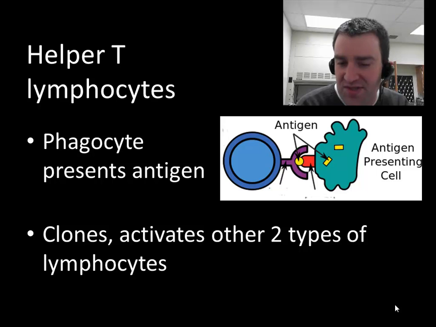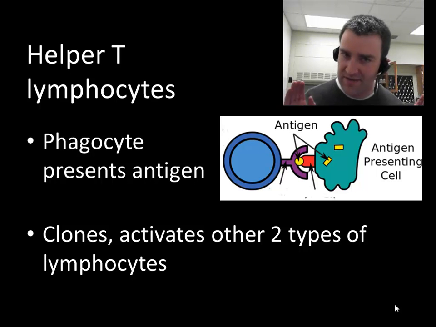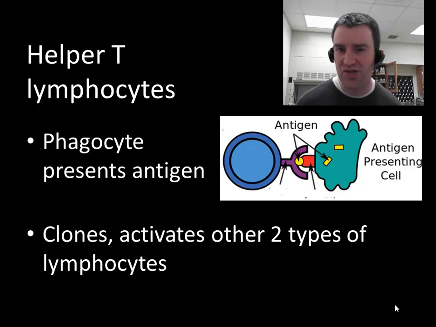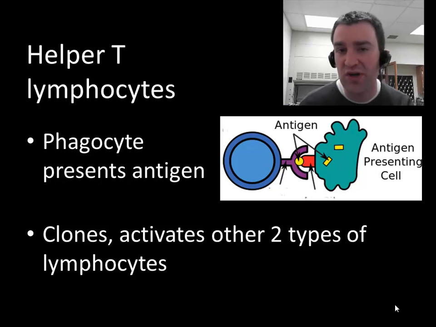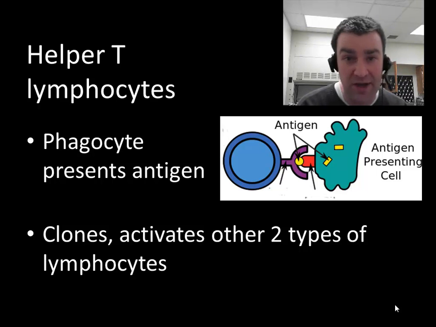And so if presented by a phagocyte wandering around the body, and if a helper T lymphocyte happens to have that receptor shape that fits that antigen, that's going to trigger that particular helper T lymphocyte to clone. And what is its job? Its job is to sort of be like the general of the upcoming army.